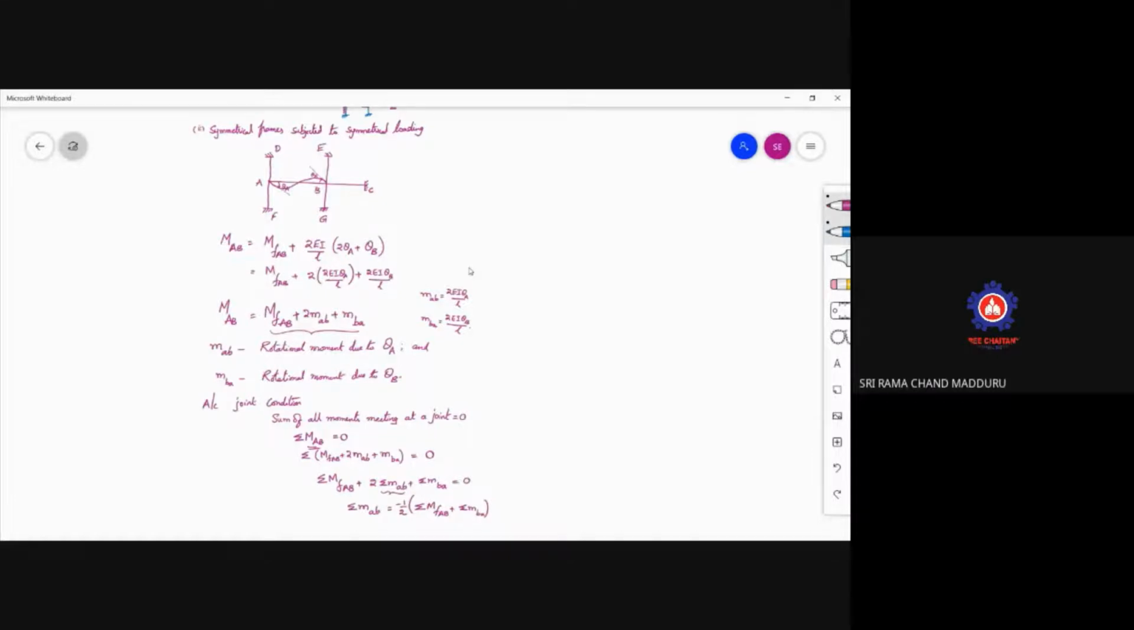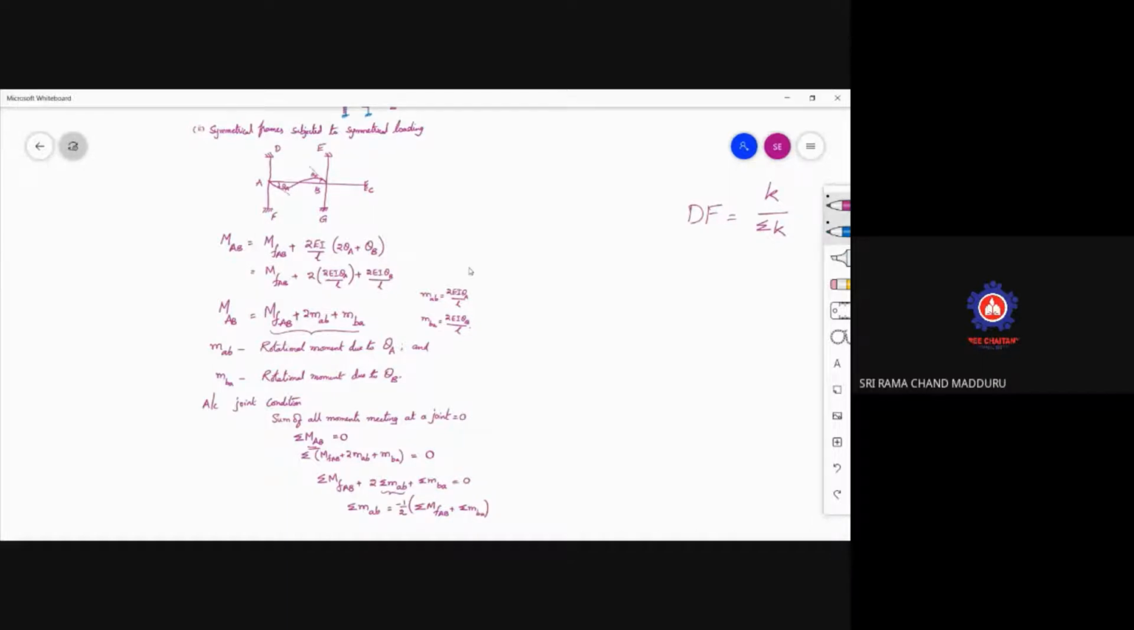Okay, now we will write another equation from another theorem. According to the moment distribution method, if you remember, we balance the unbalanced moment by multiplying with the distribution factor. The distribution factor in the moment distribution method is the relative stiffness of the member to the relative stiffness of the joint.